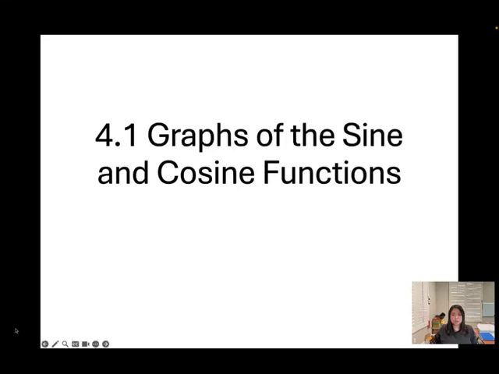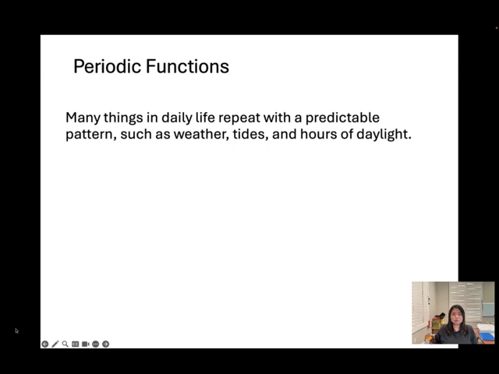Section 4.1 Graphs of the sine and cosine functions. Periodic functions. Many things in daily life repeat with a predictable pattern, such as weather, times, and hours of day and night.